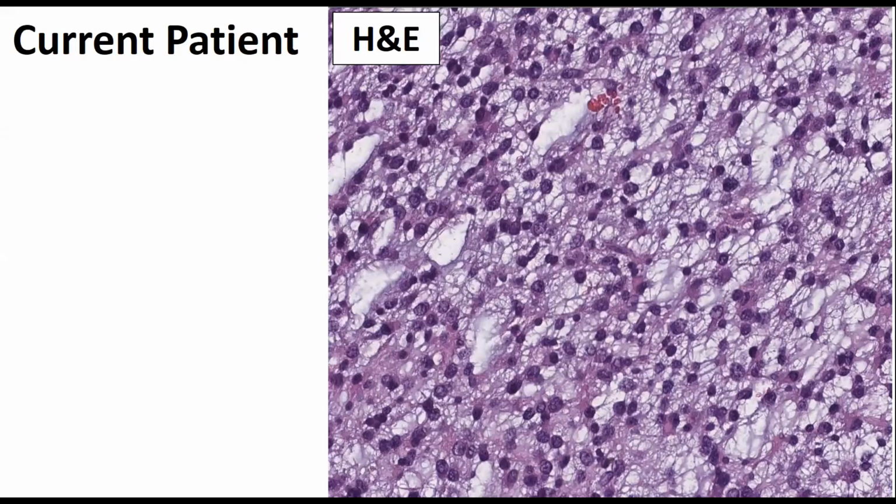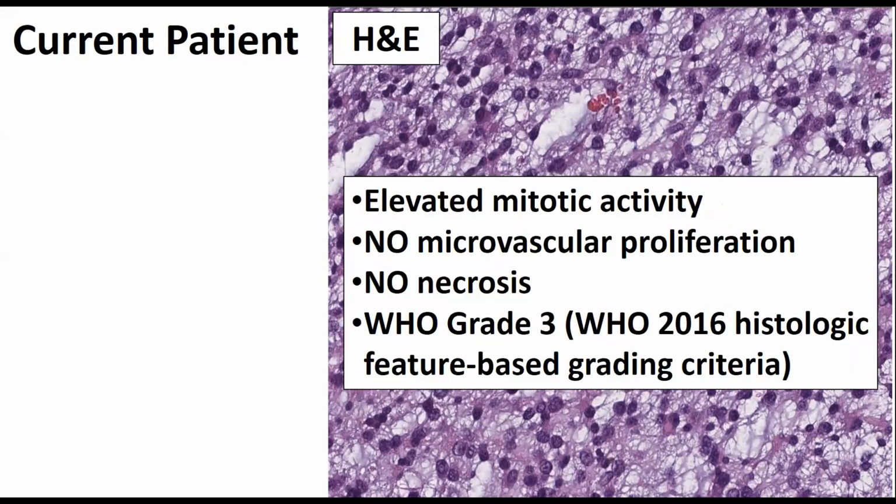The current patient, we're looking at H&E, clearly astrocytic, all the great fibrillary processes, microcysts, which are much more common in the lower grade tumors as opposed to glioblastoma, which means IDH mutant tumors, which are for the most part grade 2, grade 3, except for the secondaries, which can evolve to a 4. Elevated mitotic activity was present, no vascular leaching, no necrosis. So this is a WHO grade 3 by WHO 2016 histologic feature-based criteria. Anaplastic astrocytoma, WHO grade 3 by classical features.